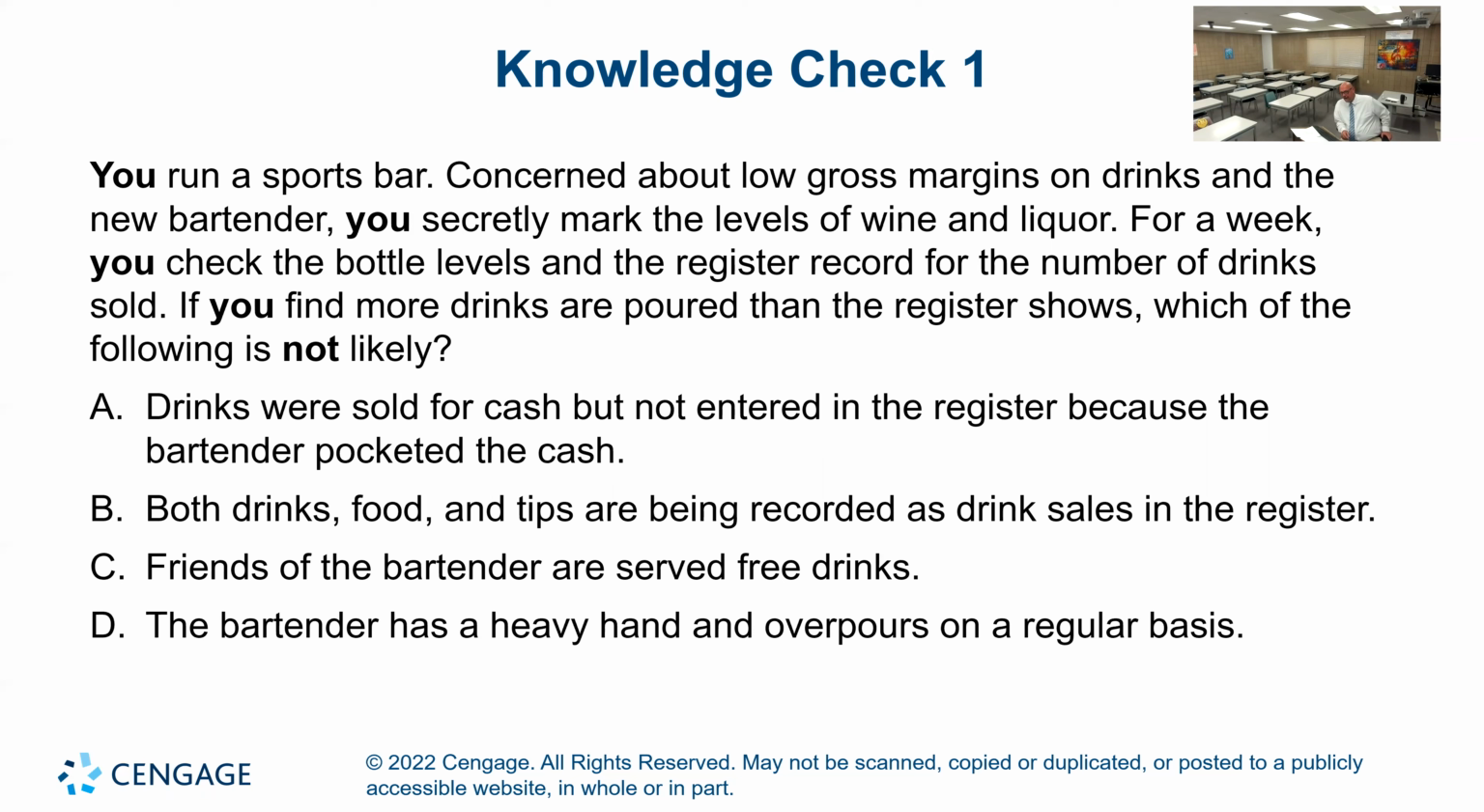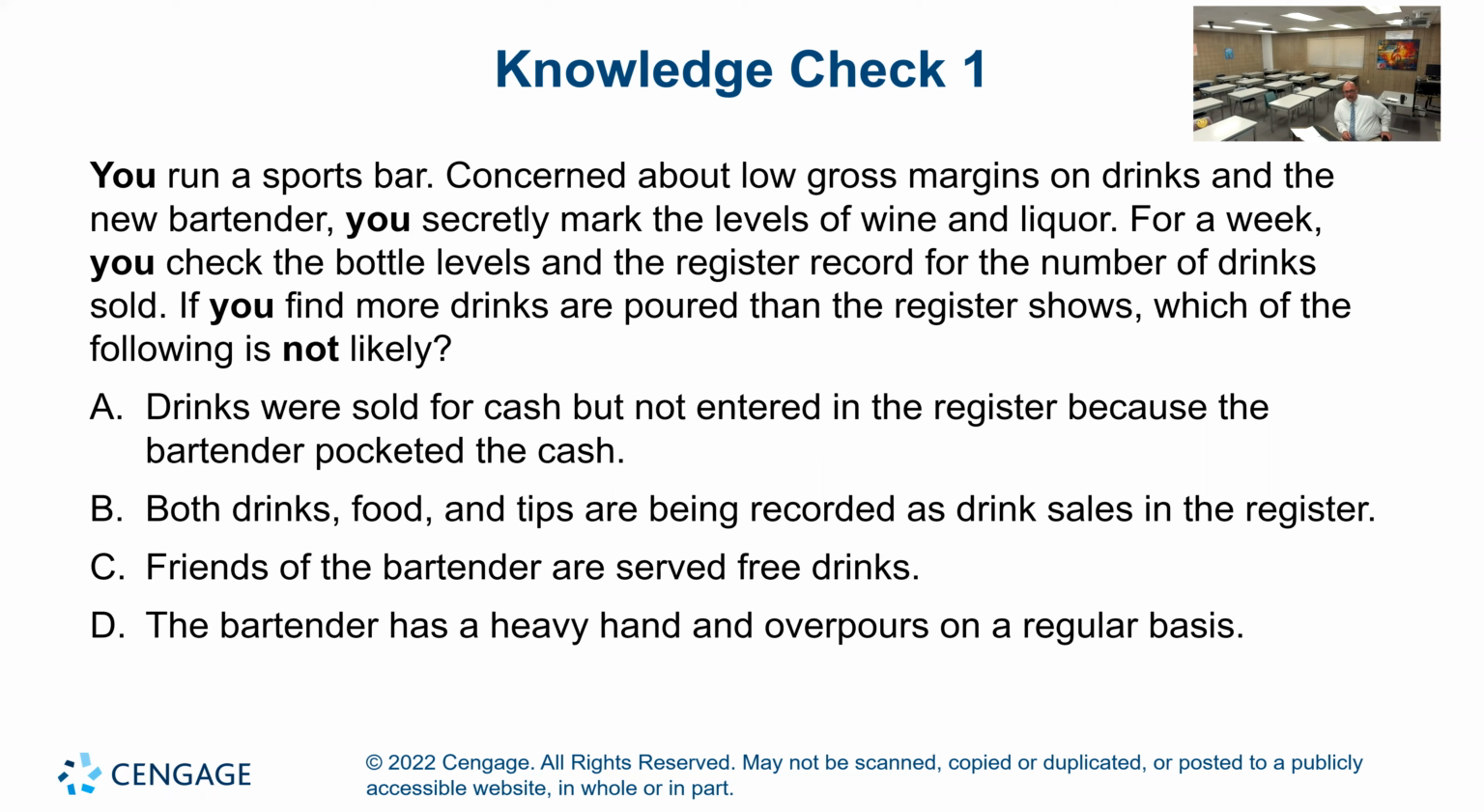Say that the cash register shows drinks where we should only use 8 ounces of rum. When you look at the bottle, there were 16 ounces of rum missing. Bars can lose a lot of profits that way. What is actually happening in that situation? Were drinks sold for cash but not entered into the register because the bartender pocketed the cash? That could have happened. That would cause extra inventory to be gone but not shown on the register.